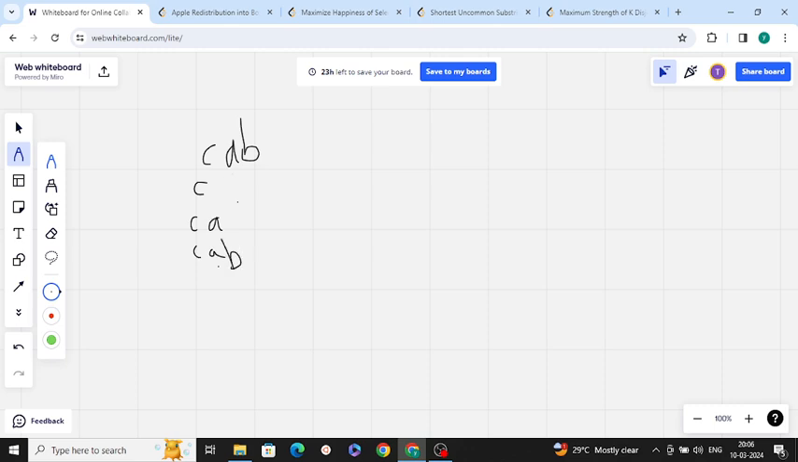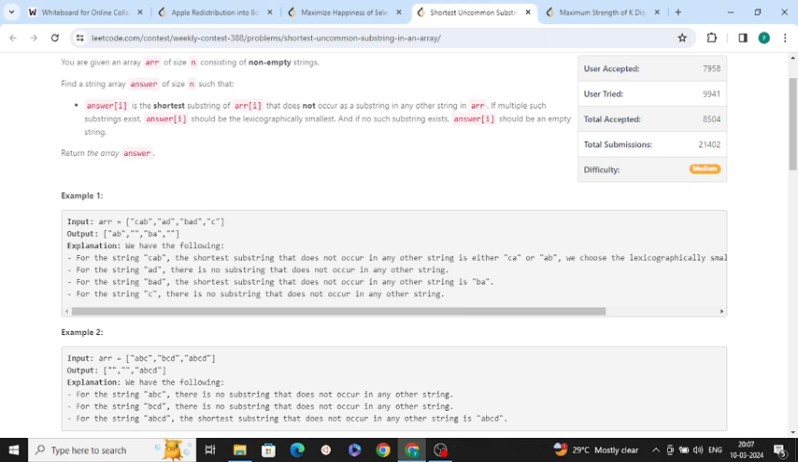Correct. And when we start from A, the possible substrings are A, AB, and for this one it is B. The total possible substrings for this CAB is 6. So here what we need to do is calculate the substrings. Similarly, we'll be calculating it for the other strings as well, AD, BAD and all.